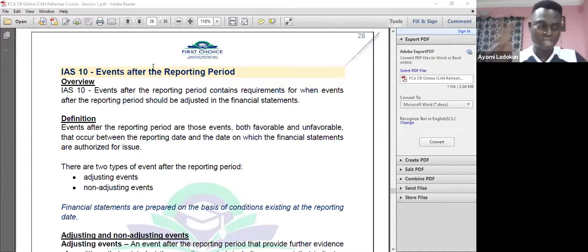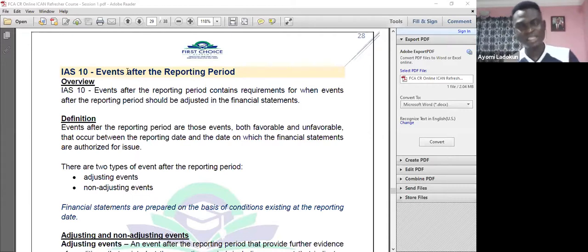So we have two types of events. Now you need to listen up because these two events happen after the reporting period, but before financial statements are authorized for issue. Two types. We have adjusting events and non-adjusting events. Now, the reason why I'm bringing up IAS 10, naturally, I don't really take corporate reporting class, is because of COVID-19. So let's brush our mind around that in case the examiner is giving you a case scenario. So we have two types: adjusting events and of course non-adjusting events.